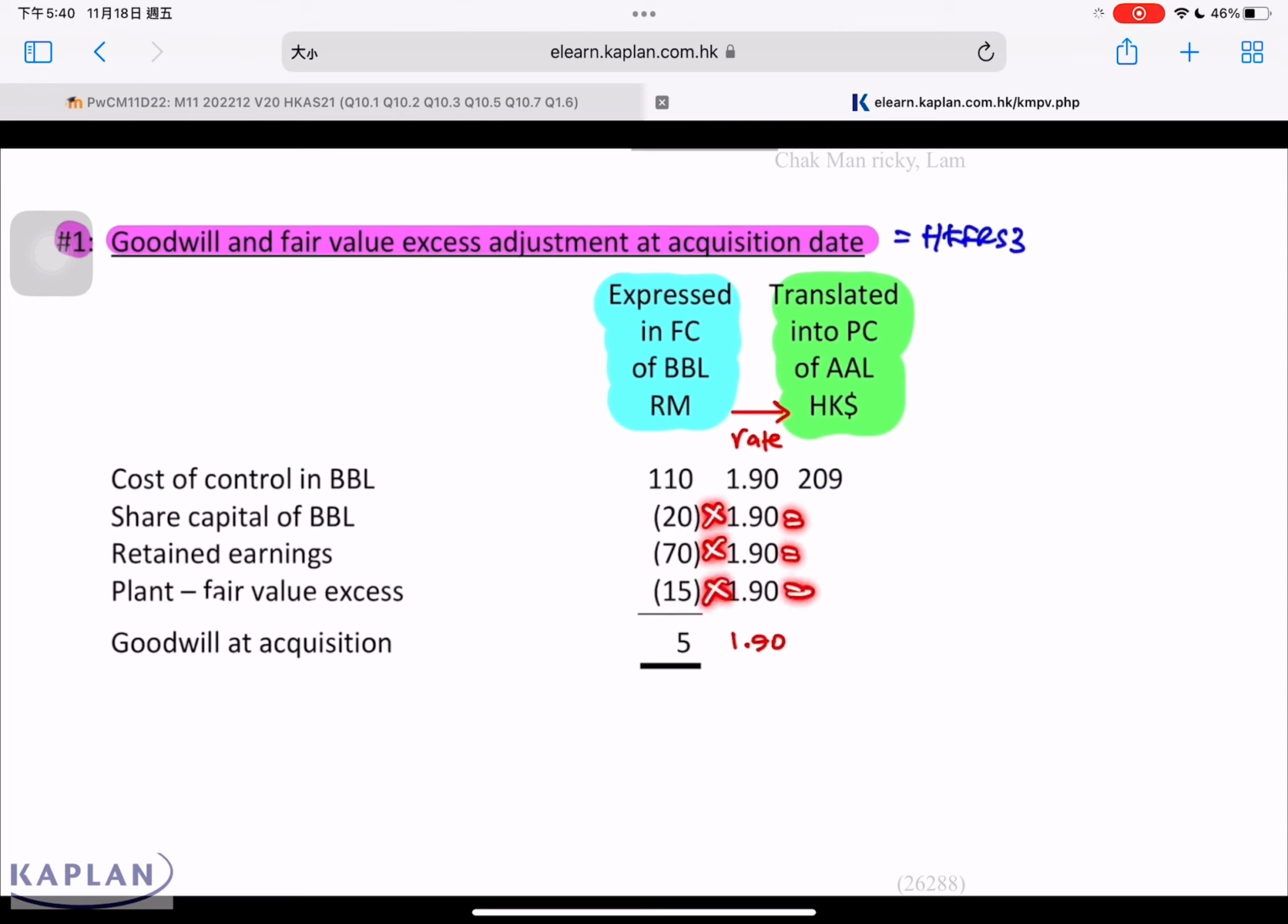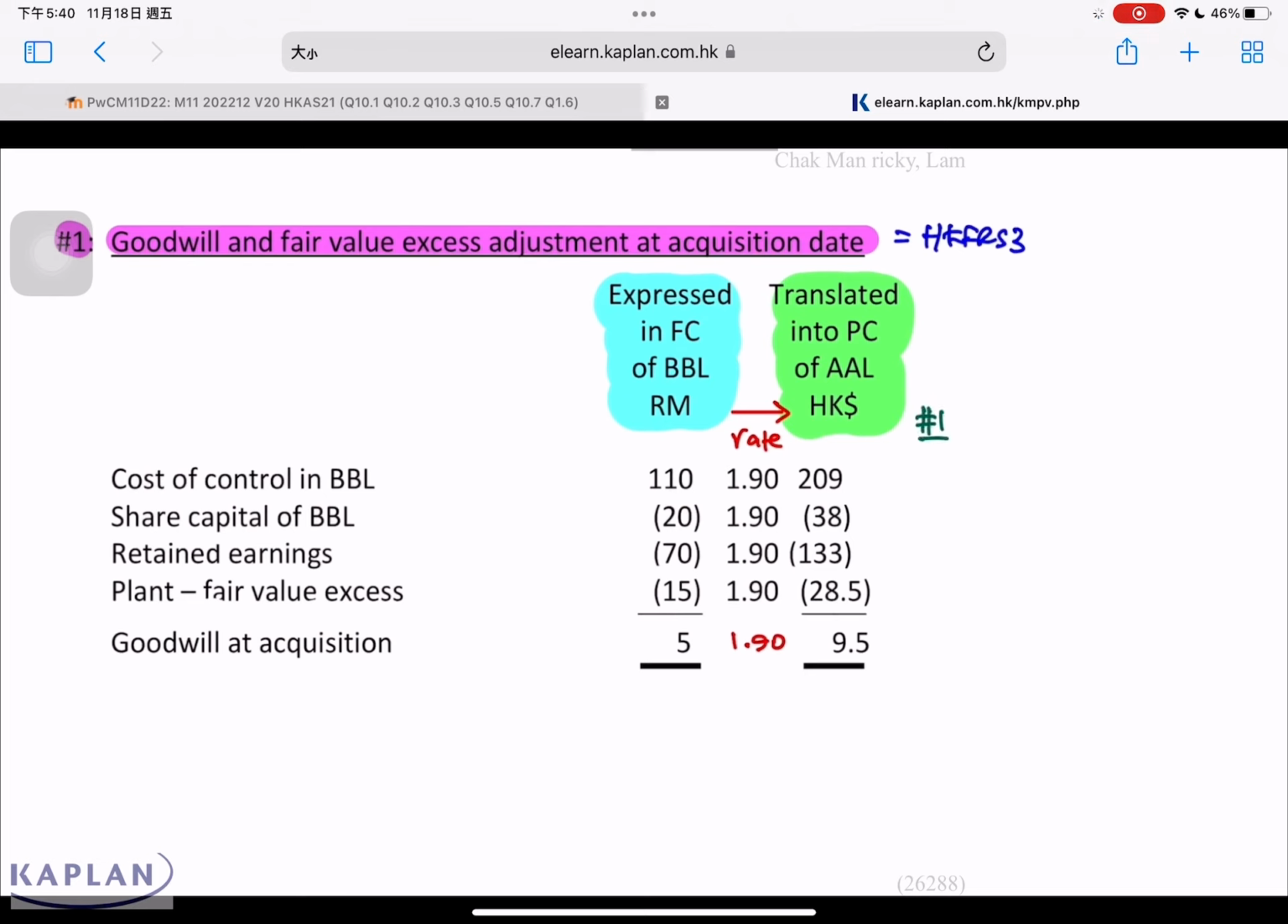Take this, multiply this: Hong Kong dollar 38, Hong Kong dollar 133, and Hong Kong dollar 28.5. If you add it up, it equals 9.5. This 9.5 is based on 1.9. All this will be translated the first time because the first time we obtain control, we do translations. All this will be translated using the HK rate at the date when the parent obtains control. This is the first adjustment entry we must always pass.